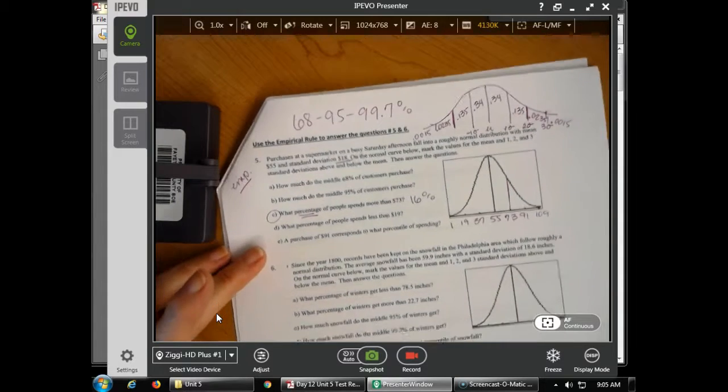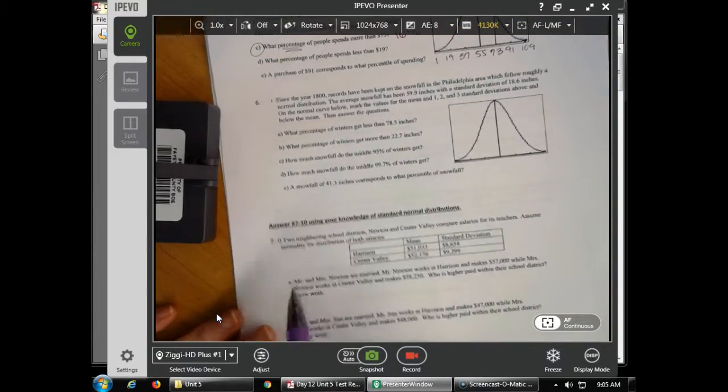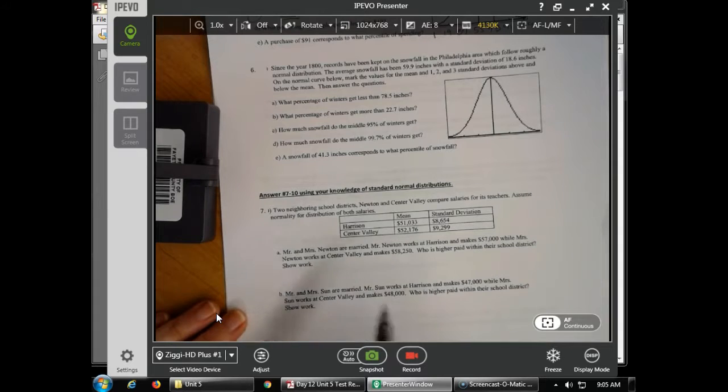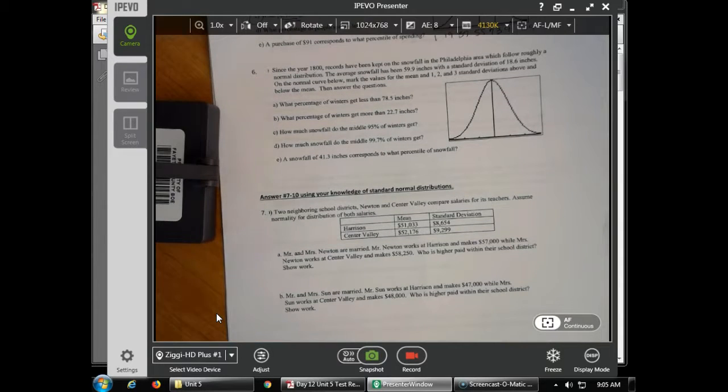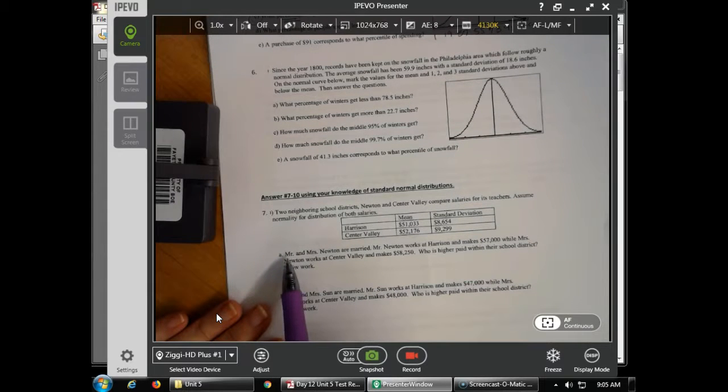Okay, so jump down to number 7. Number 7 is almost like a conceptual problem. It wants you to understand that just because someone has a higher salary doesn't mean they make more money relative to their population. So let's just do A.